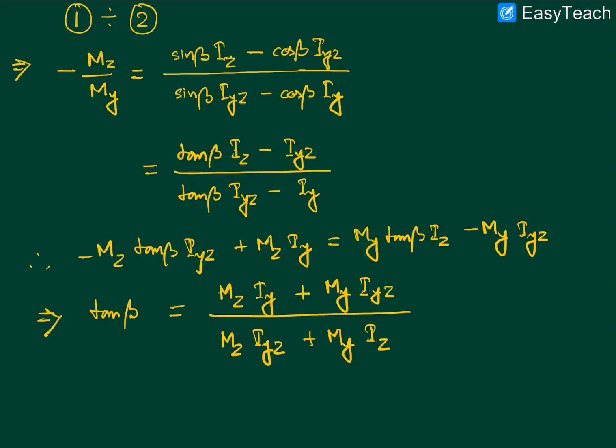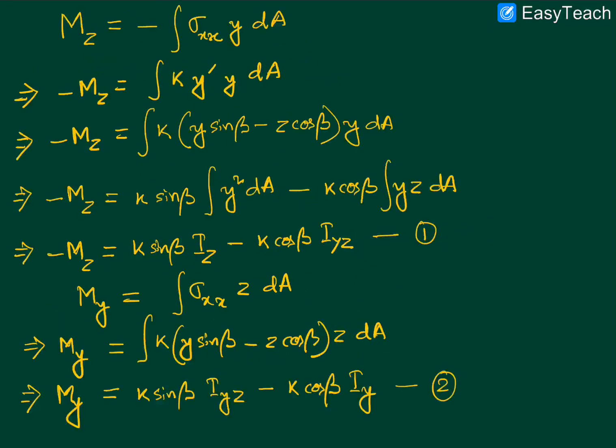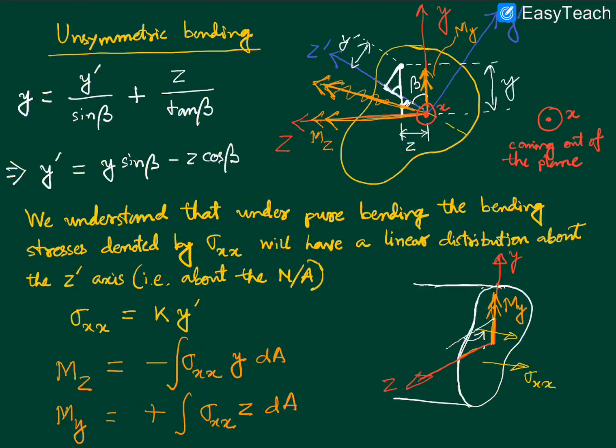So now that we know about the orientation of the neutral axis, can we perhaps go one step further and ask ourselves if it is possible for us to find out an expression for sigma xx. So let us take a quick look back at our expression of sigma xx. You see, our sigma xx was here.